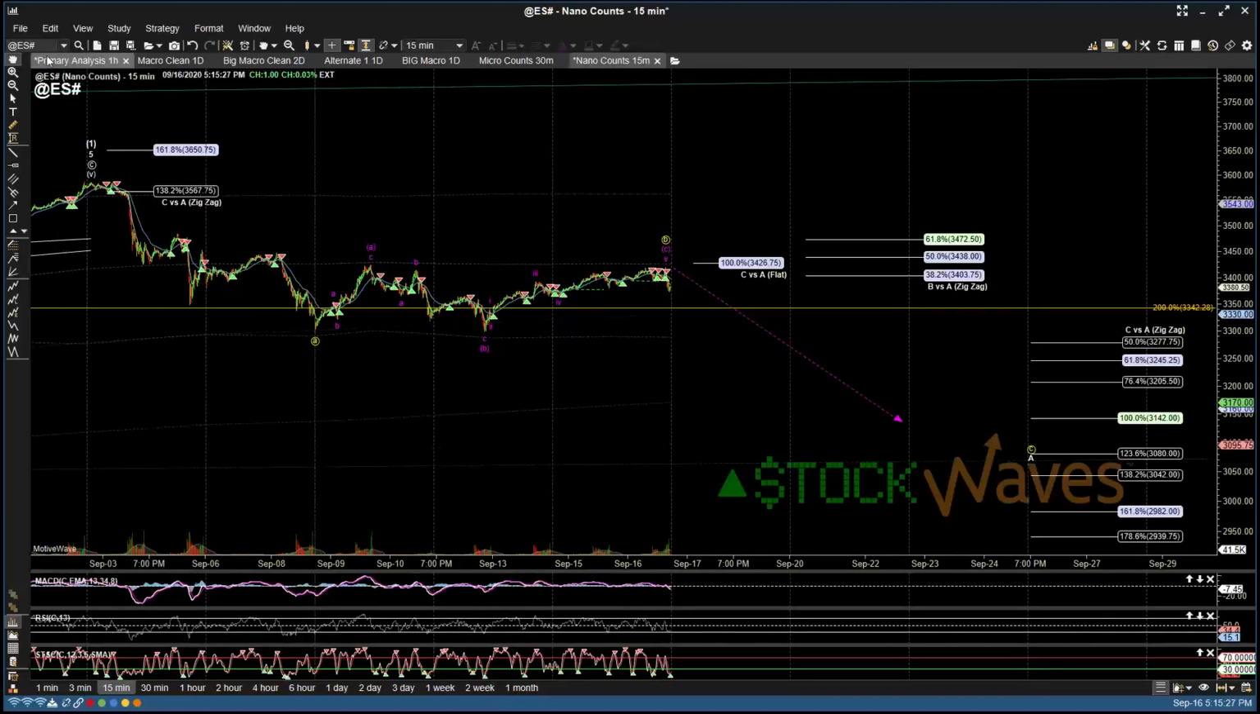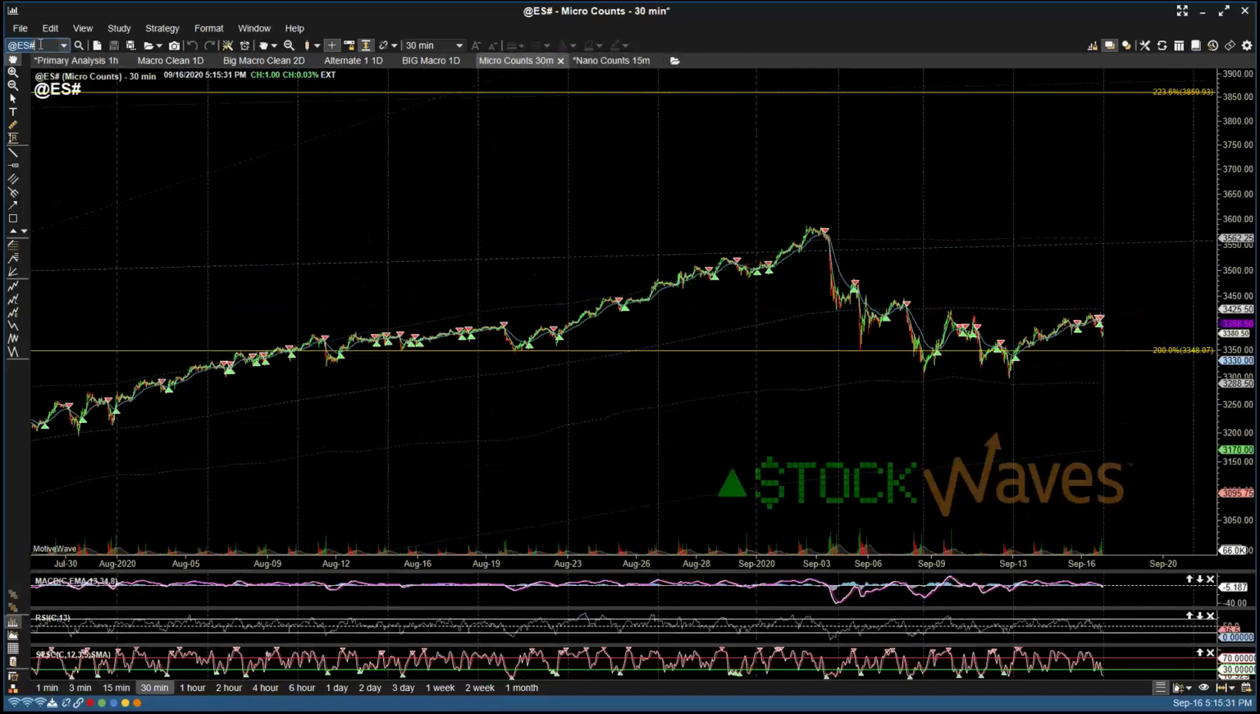Real quick, let's go to this tab, which isn't going to be updated, but it's going to make it easier for me to switch to the SPX tab.